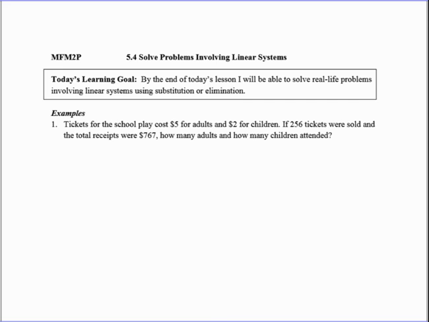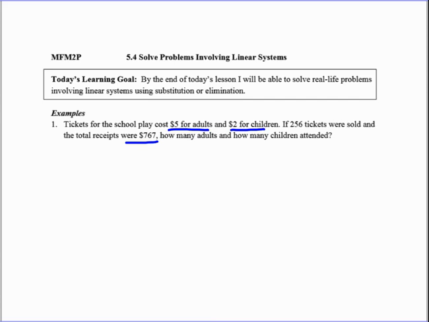By the end of today's lesson, we'll be able to solve real-world problems involving linear systems using the substitution or elimination method. One thing we always talk about when we do word problems is defining the variables. So the first thing we want to do is read the question really carefully and pick out information that's important to know. Tickets for a play are sold at a cost of $5 per adult and $2 per child. If 250 tickets were sold and total receipts were $767, how many adults and how many children were sold?